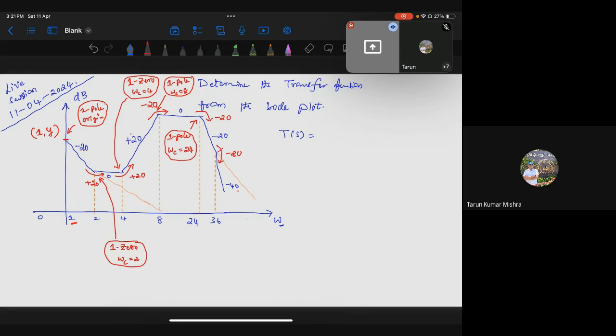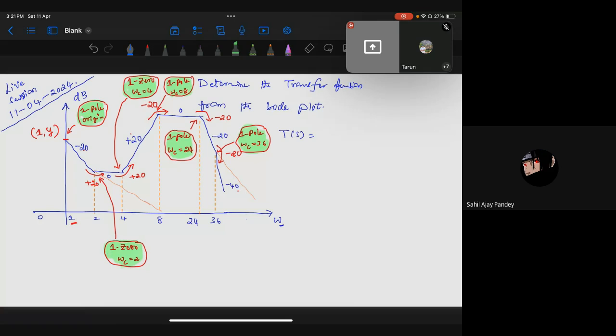What about this one? Another pole. Again, you are adding one more pole, so omega c equal to 36. Am I correct? Are these things clear? Any doubt? Because they give us the transfer function equation.